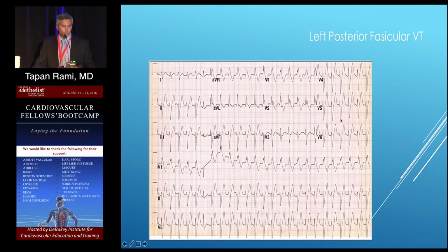So this was a left posterior fascicular VT. It's a right bundle, and it looks basically like a left anterior fascicular block. The reason is because the VT is coming from the posterior fascicle, so your left anterior fascicle gets activated late. These are amenable to treatment with verapamil, and they're easily amenable to treatment with ablation. But if you see this in the ER, you can consider using verapamil if they have no structural heart disease.